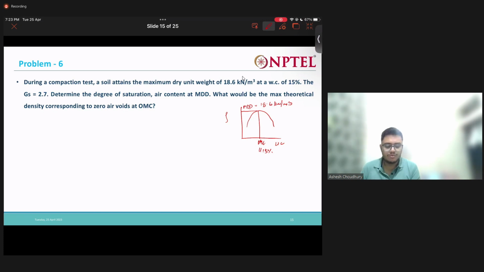We also studied a concept called the zero air void line. That is a theoretical concept where all air voids are eliminated, right? At that time that will give us the zero air void line. So first, let us determine the saturation, how much saturated our soil is. First we will determine the degree of saturation, and from the degree of saturation, we can determine the air content, right?